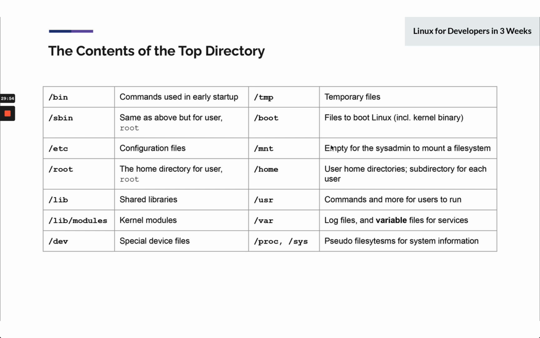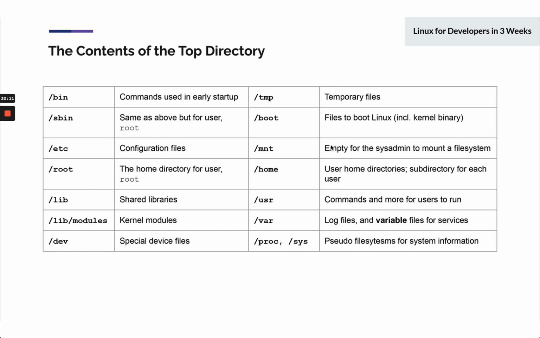The first one is /bin. These are for programs. It says commands here. Commands and programs are the same, and it's used in early startup. /sbin is the same, but it's for the special user called root, which is the system administrator.